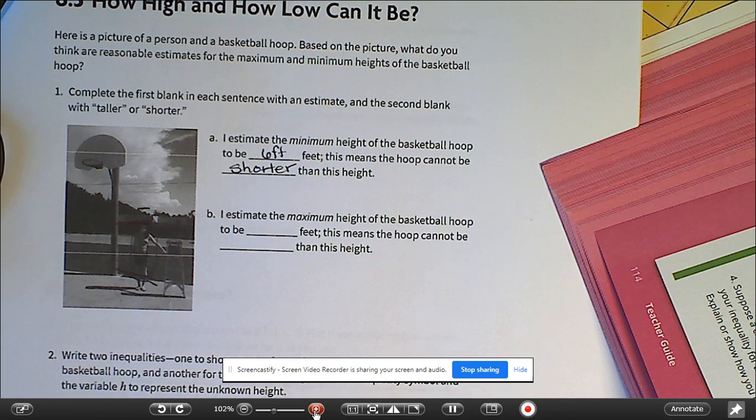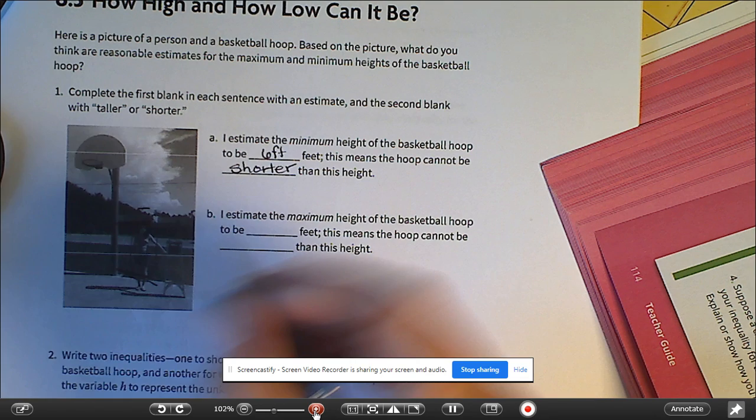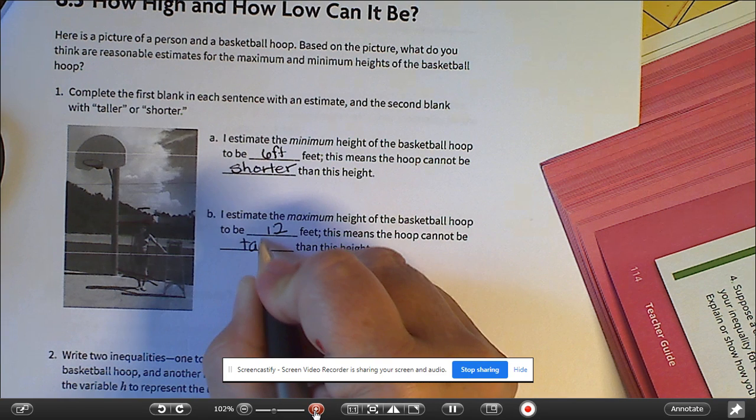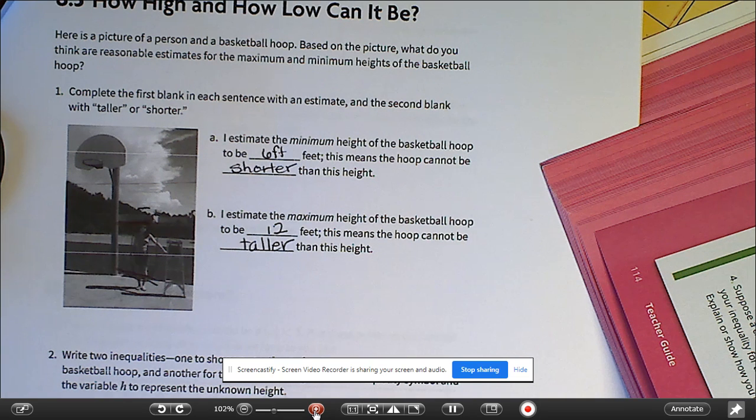All right, so I estimate the maximum height of the basketball hoop to be 12 feet. And I'm just guessing on that. This means the hoop cannot be taller than this height. So maximum means the highest possible value.